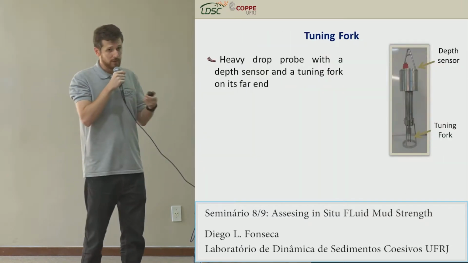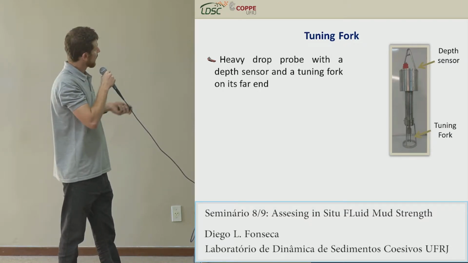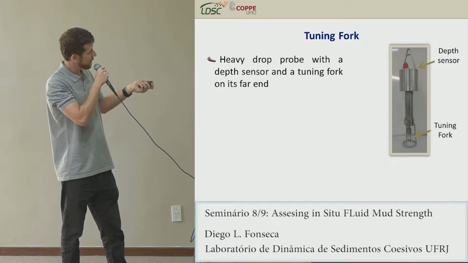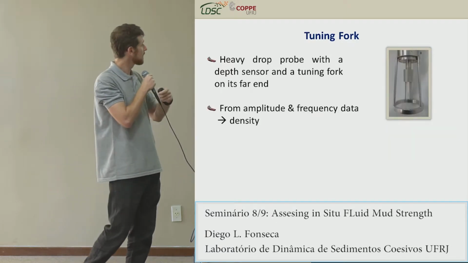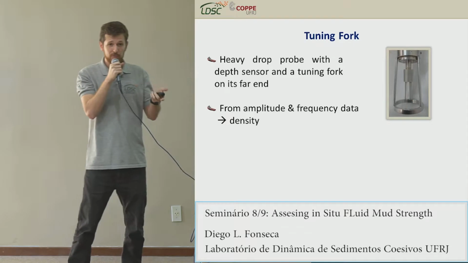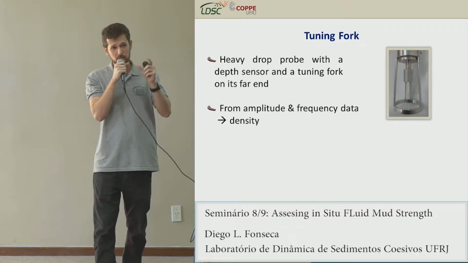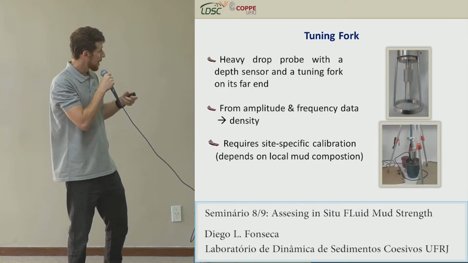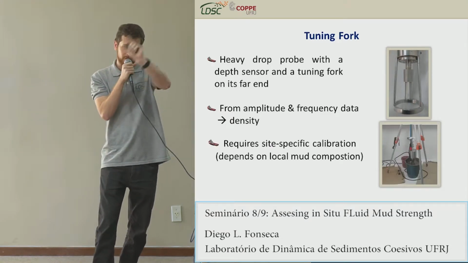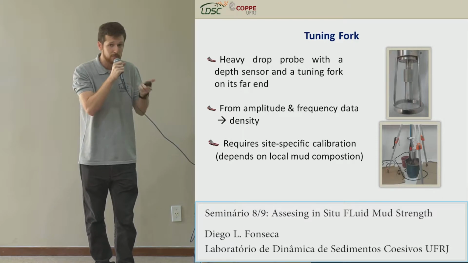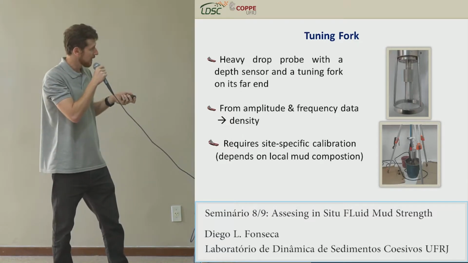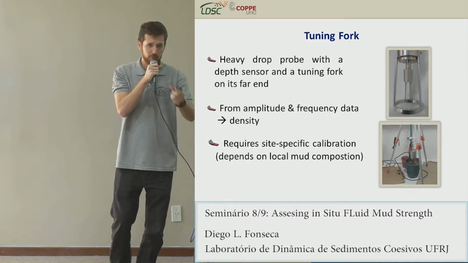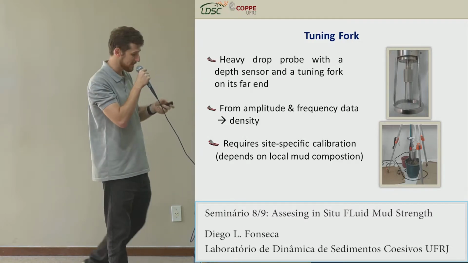So what's the tuning fork, the density tune, or whatever? It's a heavy drop probe with a depth sensor here and a tuning fork on its far end. It measures amplitude and frequency data, and it has an internal algorithm for transforming them into density values. But for doing this transformation, it requires calibration, which is site-specific. So this transformation from amplitude and frequency into density values depends on the local composition of the mud.